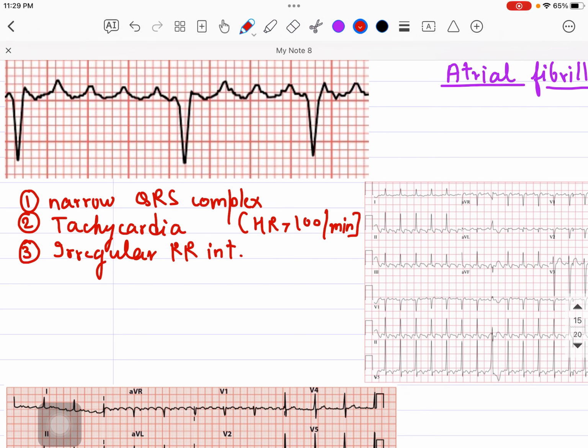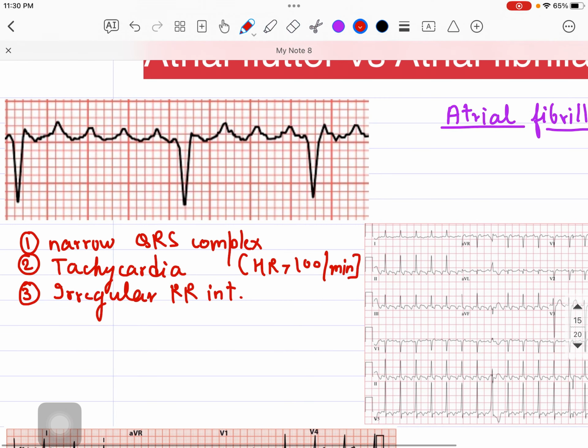In most of the cases, the patients who have an irregular RR interval or irregular rhythm actually have atrial fibrillation. They have tachycardia as well, so in most of the cases they have tachycardia. You will be seeing the monitor heart rate fluctuating like anything. Right, so these are the important three points which can trigger your mind to think about atrial fibrillation.